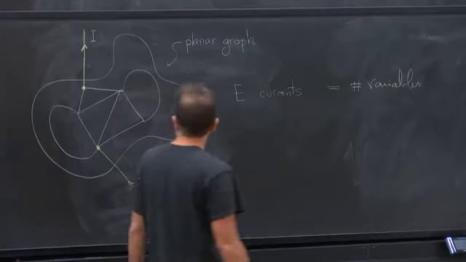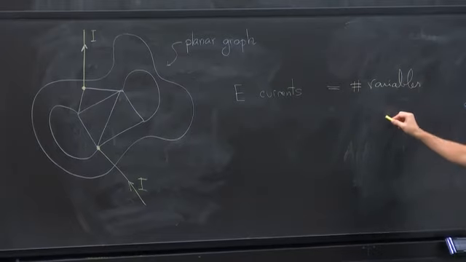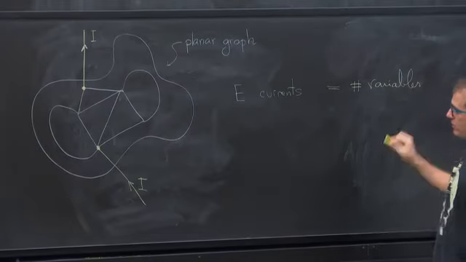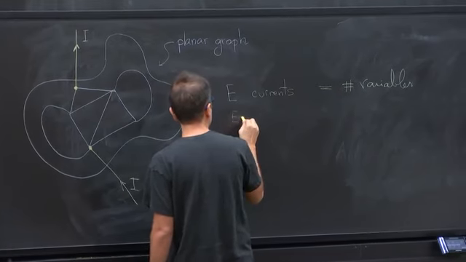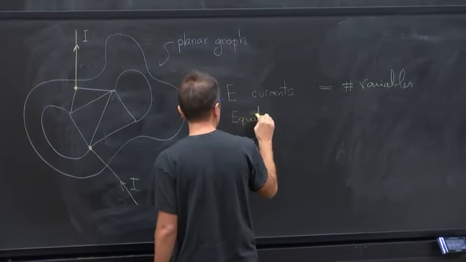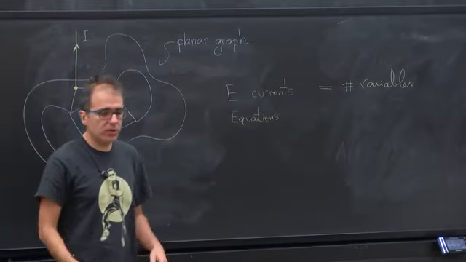And now let's see the number of equations. Right? So now we compare. We want to say that this is equal to the number of equations. Let's write the number of equations. So what equations do we have to determine this current?